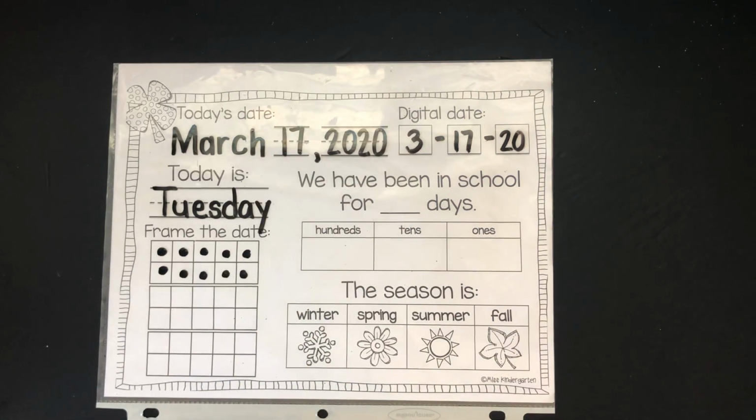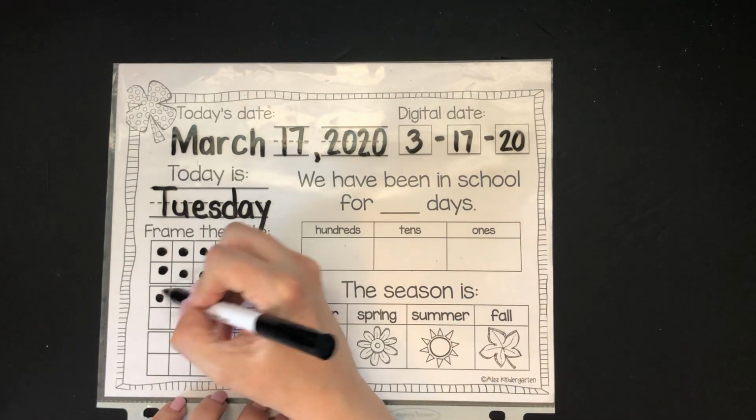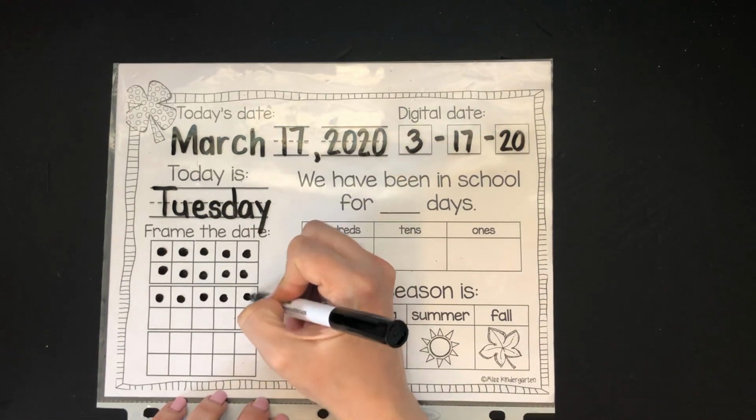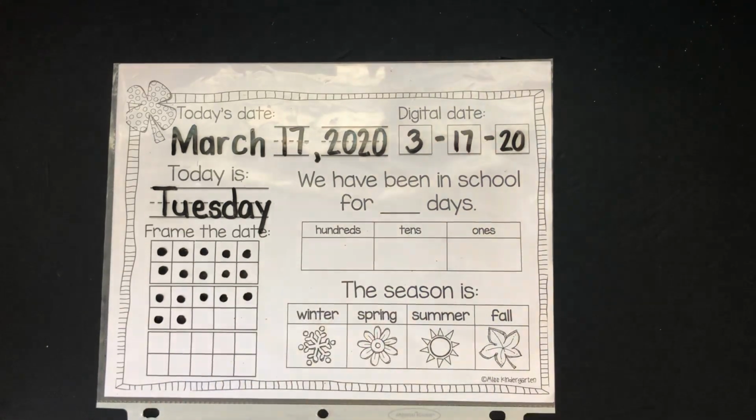How many are left over that we still need to make? 7. So right in here in our second tens frame, we're going to count out 7 to show 17. Now you guys are such smart cookies. I'm always so proud of you.